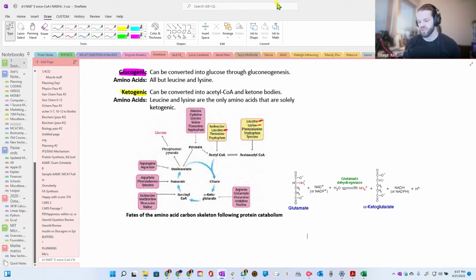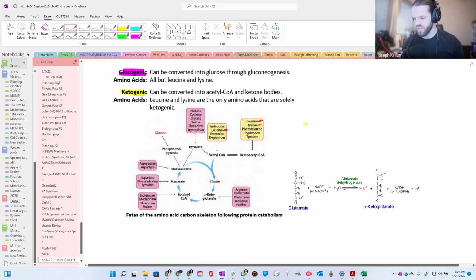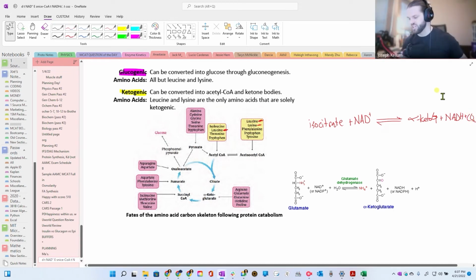Yeah, exactly. So now you've got a reaction where isocitrate plus, we'll just say, NAD plus is at equilibrium with alpha ketoglutarate, I'll just write alpha keto G, plus NADH plus CO2. So that's a reaction that sits at equilibrium.